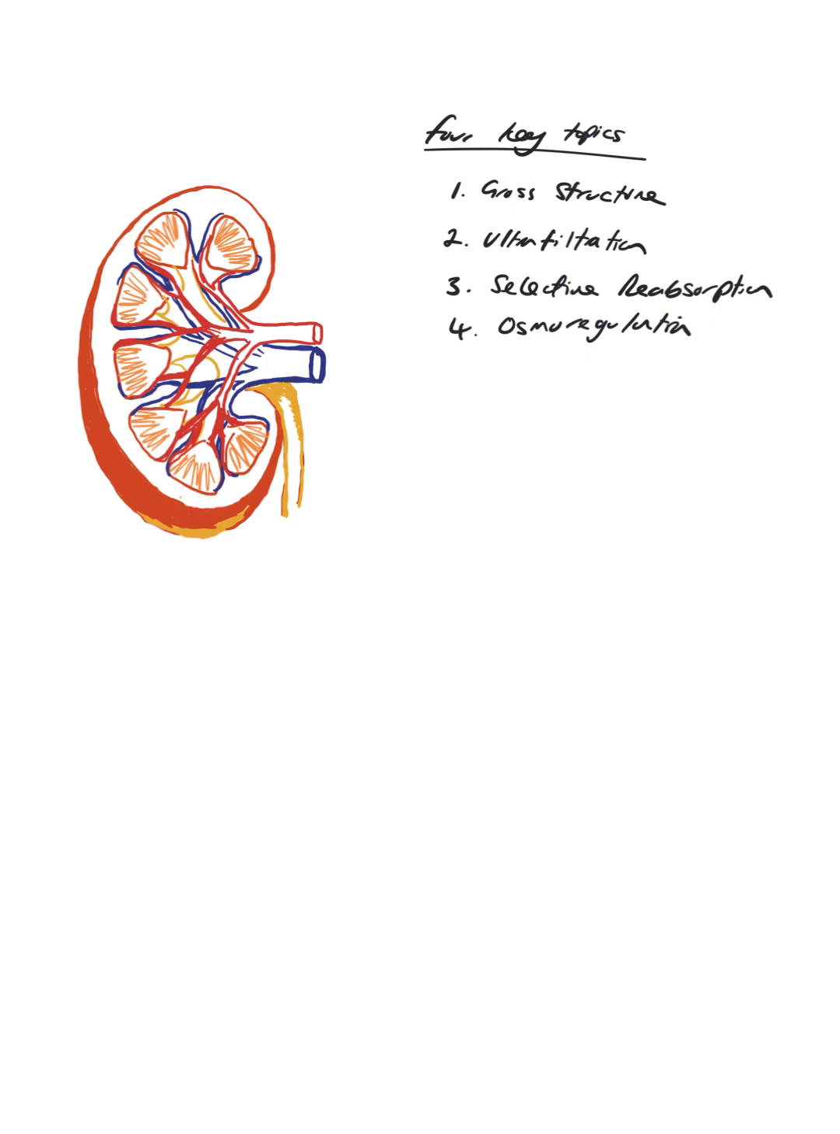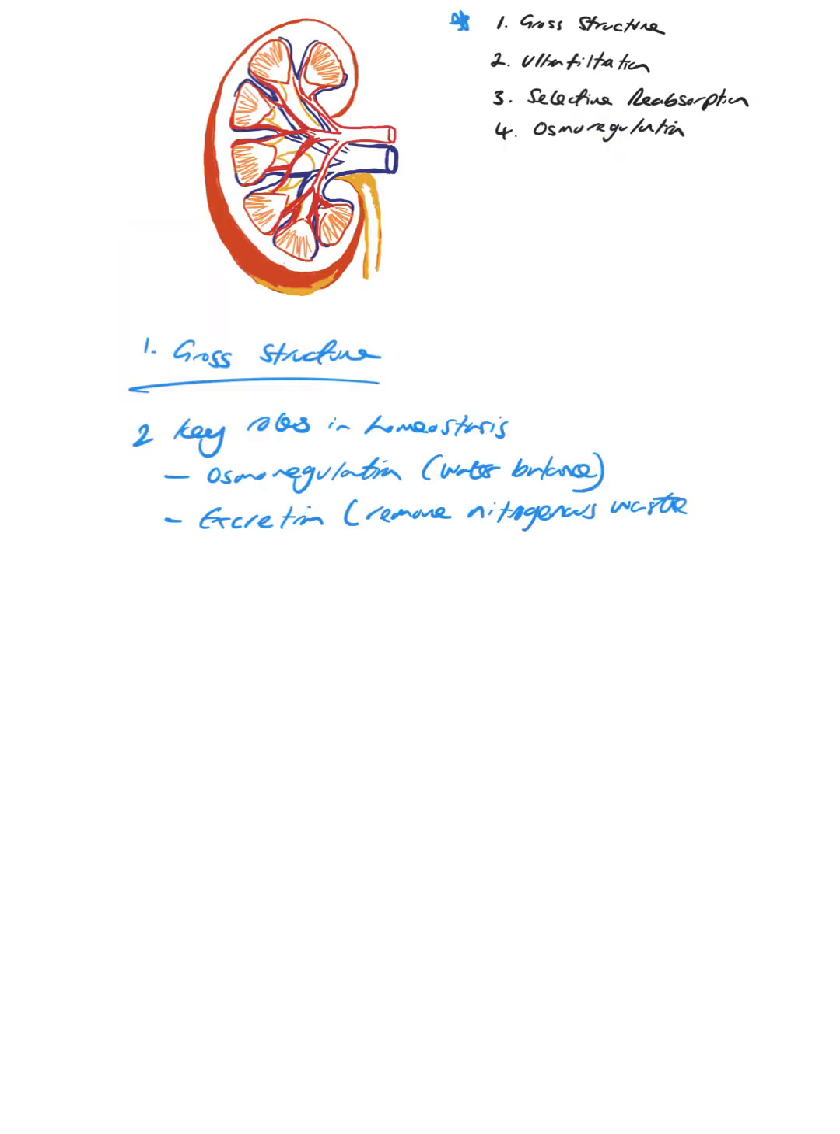To start off then, in terms of the gross structure, we need to think about the roles with regards to homeostasis, and that relates to osmoregulation, so water balance, and then with regards to excretion and the removal of that nitrogenous waste, urea, from the blood. There is a link here to the liver, which we have just looked at.